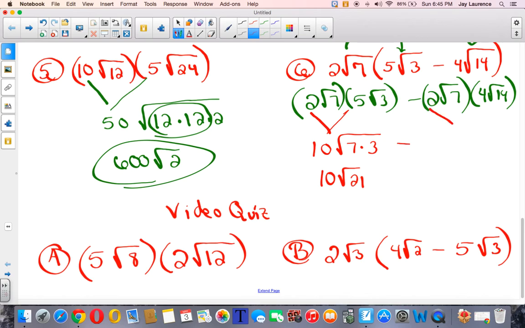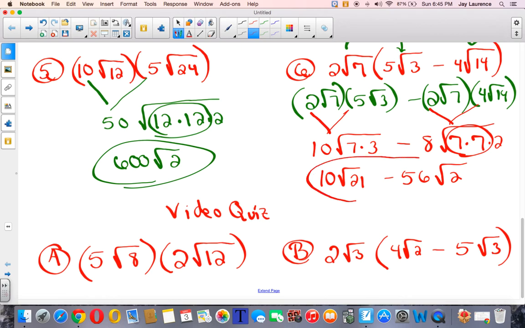Now here I'm going to do 2 times 4, and I'm going to get 8. And then I'm going to get the rad of 7 times 7 times 2. 7s will leave the house, so I'll have a minus 56, and there will be a rad 2 left inside. And these are not like terms because the rads don't match, and so I cannot combine them. Okay, it's really not that difficult. You just have to be willing to think about numbers in different ways.